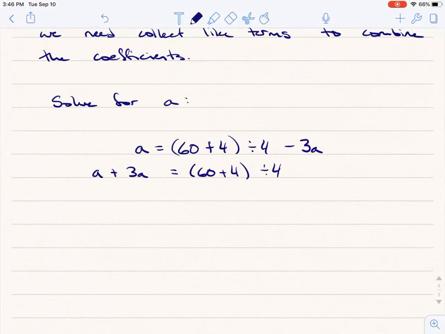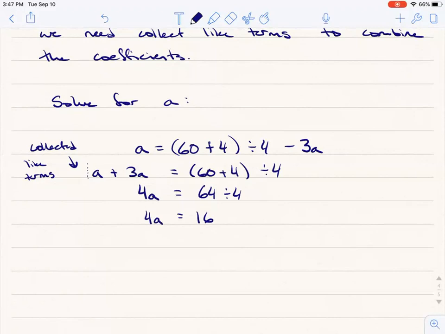So now I've collected like terms. I've got all my A's on one side. I can simplify inside the brackets first: 60 plus 4 is 64, divided by 4. Kind of dealing with both sides at the same time. A plus 3A is 4A. Technically, there's an invisible 1A if I just have A, so 1A plus 3A is 4A. And then 64 divided by 4 is 16. I've still got 4A on the one side.